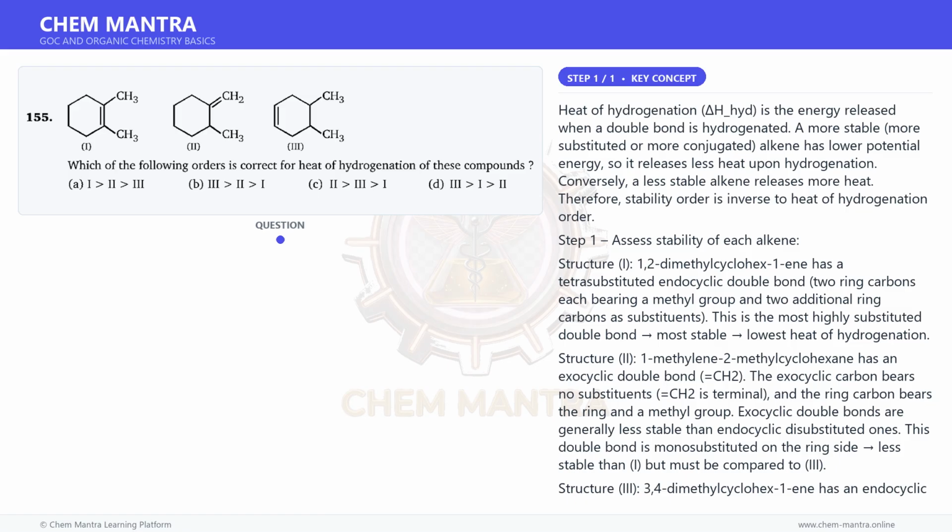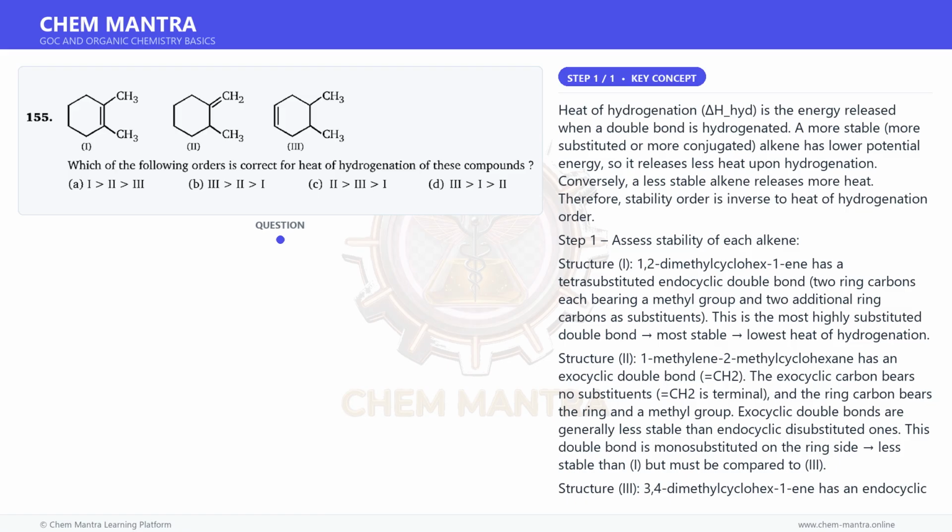Step 3. Heat of hydrogenation is the inverse of stability. Stability order: 1 > 3 > 2. Heat of hydrogenation order: 2 > 3 > 1. Step 4. Verify against options. Option C states 2 > 3 > 1, which matches our analysis.